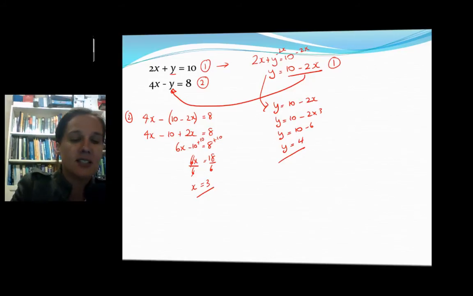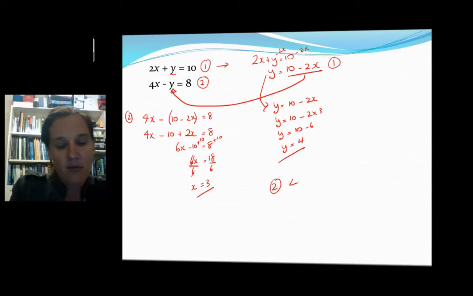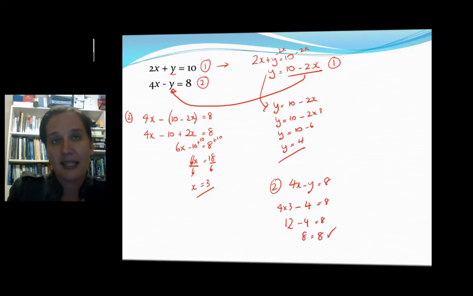We can substitute into either of these original equations. So we'll put it into equation 2: 4x minus y equals 8. So here 4 times 3 minus 4 equals 8. We've got 12 minus 4 is equal to 8. 8 is equal to 8. So we know we got both of these solutions correct.